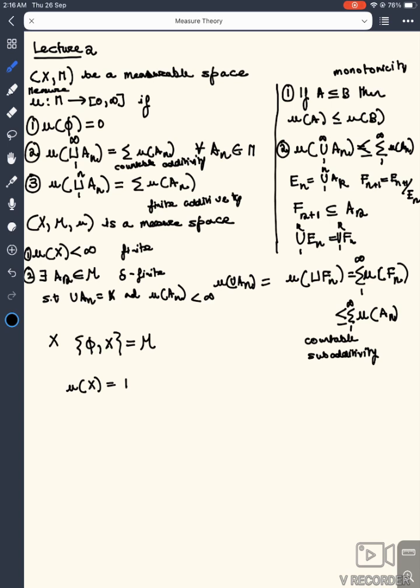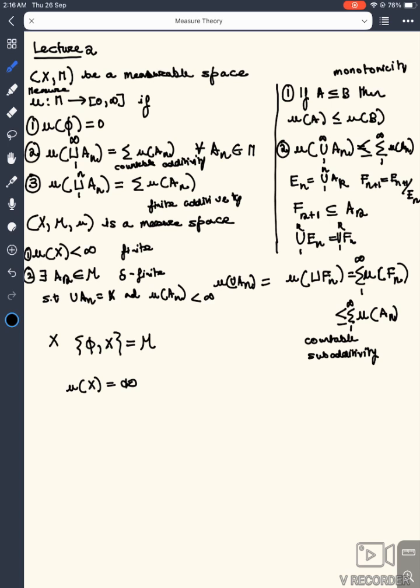Suppose 1 or anything that you want. So 1 has a special name. If the measure of the space is 1, then it's called a probability space. So we will study that later. And if you want an example that is not finite, just take mu of X to be infinity. So simple.